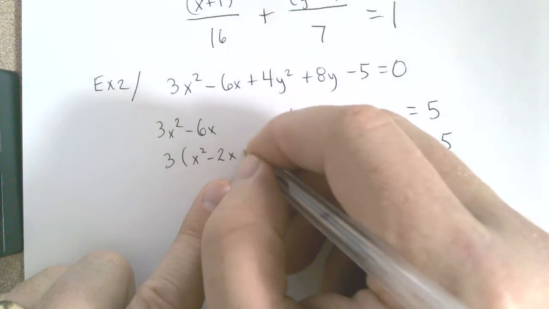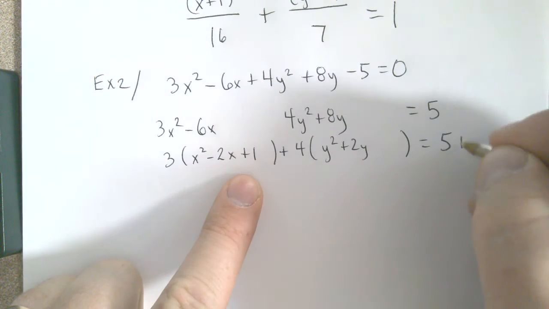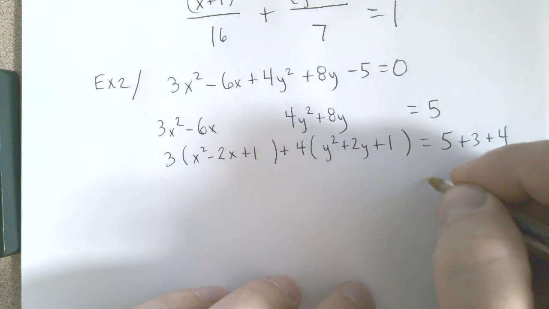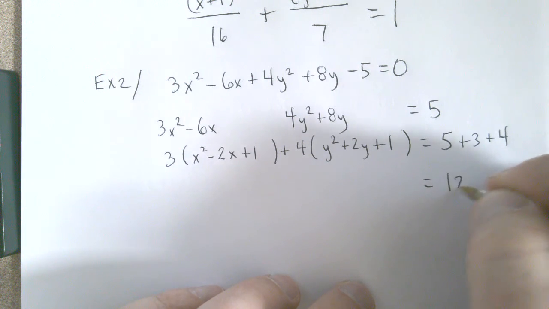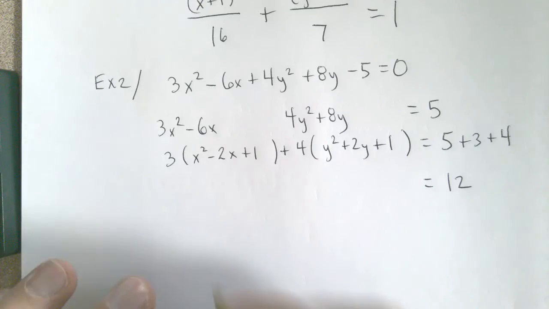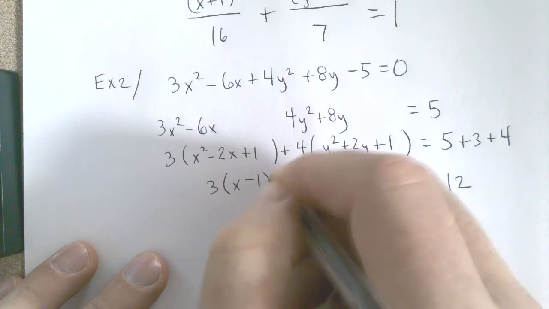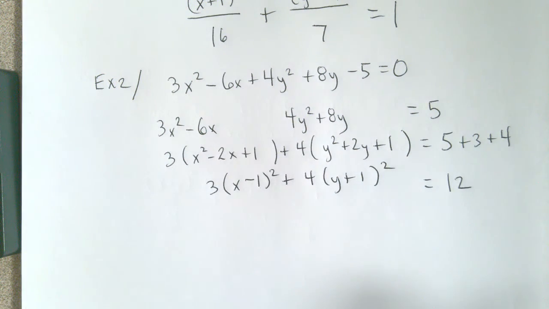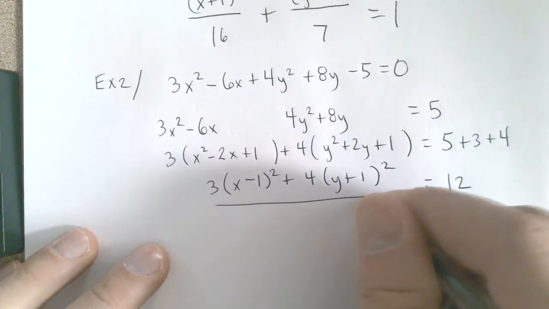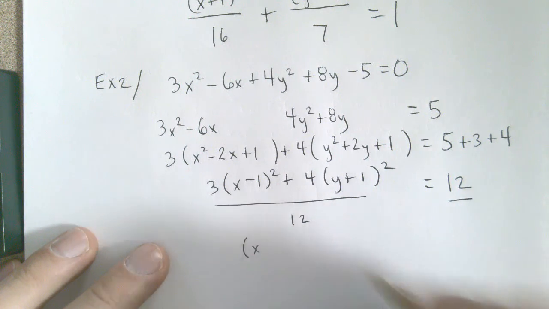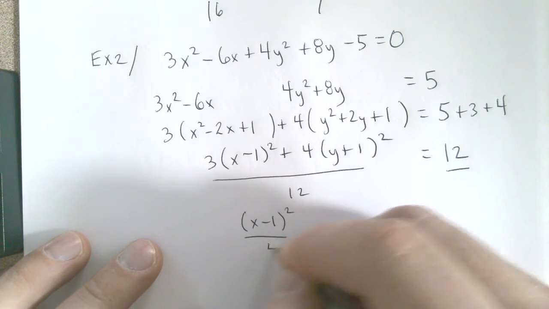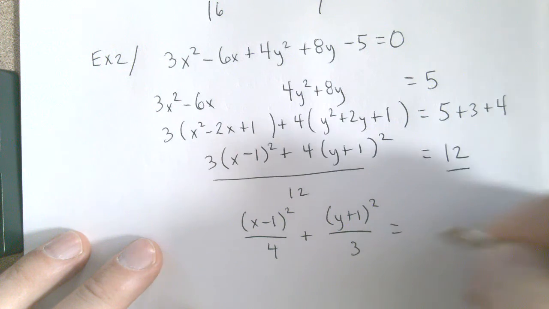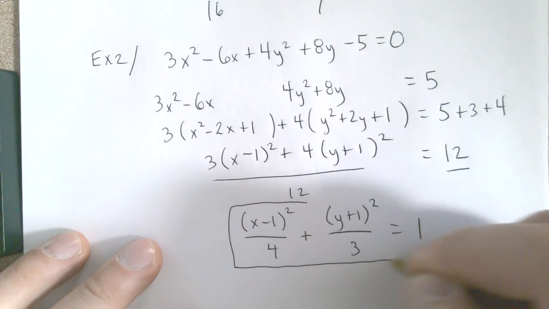Complete the square on this first one. I'm going to add 1. So it's really like adding 3. Here I'm going to also add 1. So it's like adding 4. So on the right side we're going to get 12. So we get 3 times x minus 1 squared plus 4 times y plus 1 squared equals 12. We're going to divide both sides by 12. So we're going to get x minus 1 squared over 4 plus y plus 1 squared over 3 equals 1. And there would be standard form.